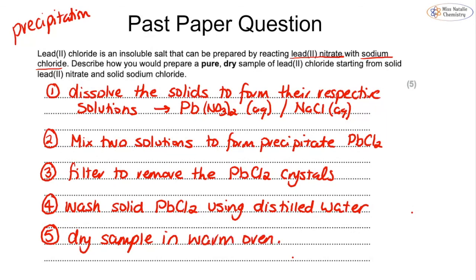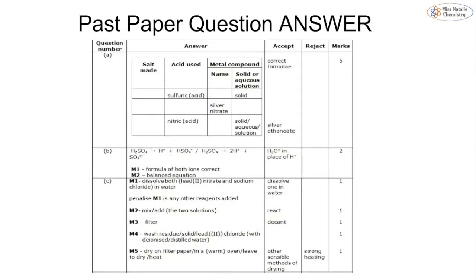So for our precipitate, we have to have our two solutions. We mix the two solutions, filter to remove our solid crystals, wash it using the distilled water, and then dry the sample in a warm oven. And you can see that we have our table and our 5 points. Ignore this part of the mark scheme, that was not in one of the questions.